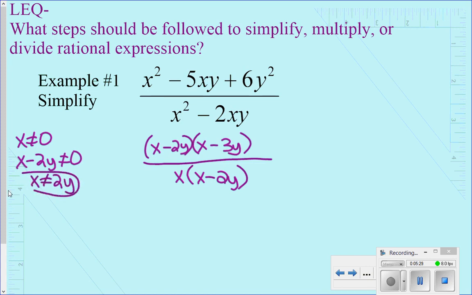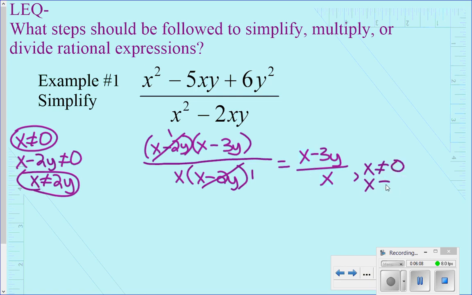Okay, so those are my domain restrictions. And again, you don't have to say y is not equal to 1/2 x. That's the same thing as saying x is not equal to 2y. So I'm going to come back here, I'm going to simplify what I can, and then I'll include those domain restrictions in my final answer. So I'm seeing x minus 2y, that's a common factor, and that's it. Remember, you can't say x and x because that's being subtracted, and it's not a common factor. So my answer is x minus 3y over x, which I can include the parentheses or not, but I do need the restrictions x cannot equal 0 and also 2y.